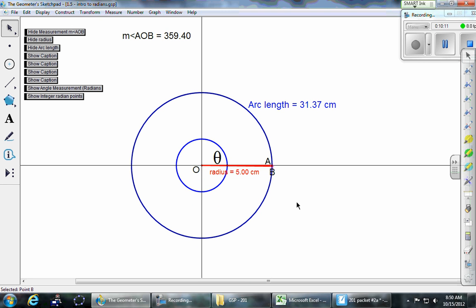So in order to figure out how many radians that angle is, I need to know how the arc length, the blue, compares to the radius, the red, right? Is it 5 times as much? Is it 8 times as much? Whatever it is, that's how many radians this big angle is.